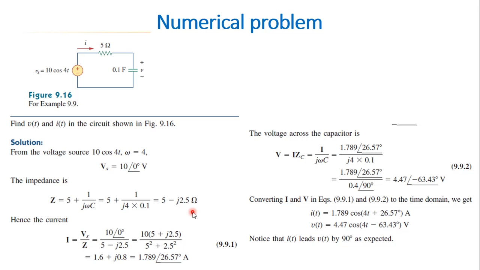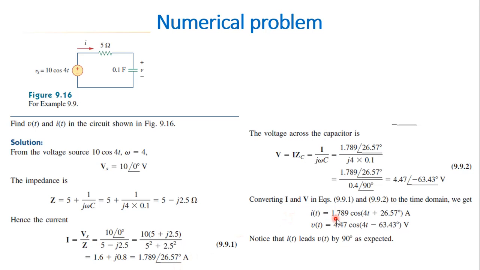Now we have to find the current flowing in the circuit. We know the total impedance and the source voltage, so I is equal to Vs by Z. Vs is 10 angle 0 by 5 minus j2.5. Take the complex conjugate and simplify, and you will get a rectangular number. Convert this again into polar form. This is the value of current in the circuit, represented in phasor form.